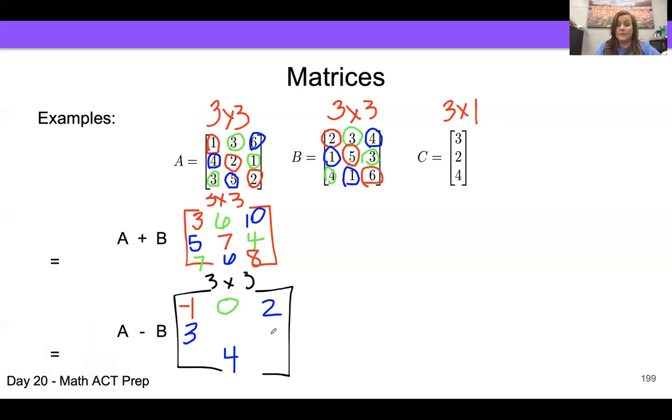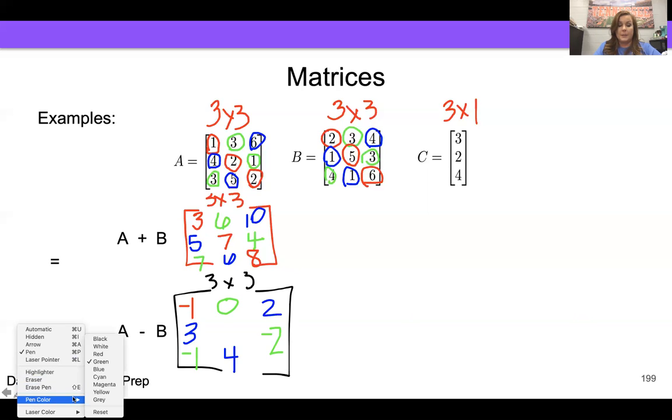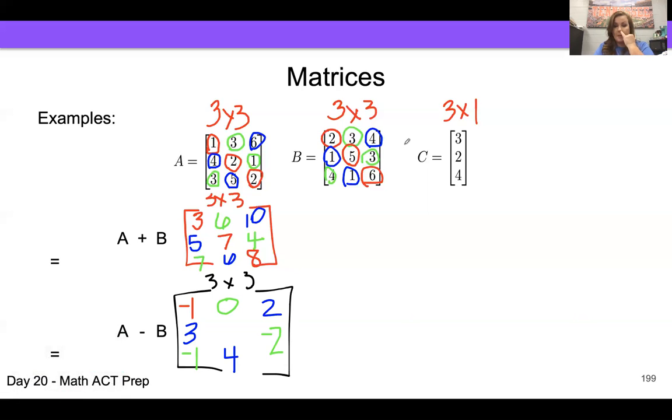1 and 3 is going to give me negative 2. 3 and 4, negative 1. And let's finish with the red one. So 2 minus 5 is going to give me negative 3. And 2 minus 6 is going to give me negative 4. And again, that's my answer. That matrix is 100% the answer.